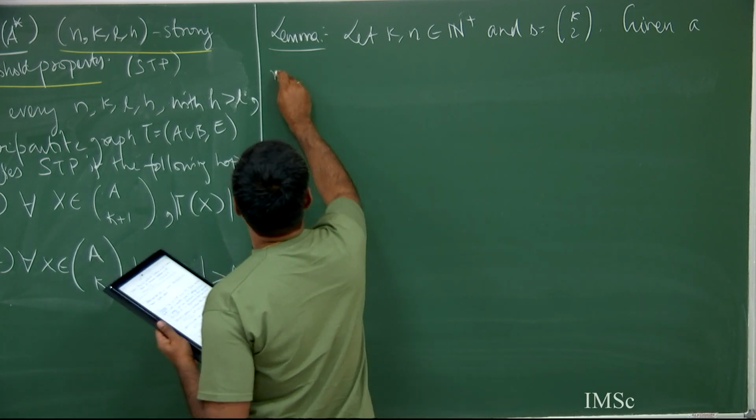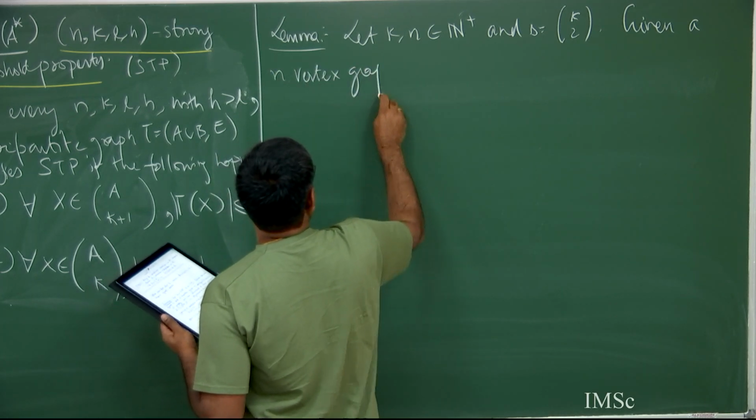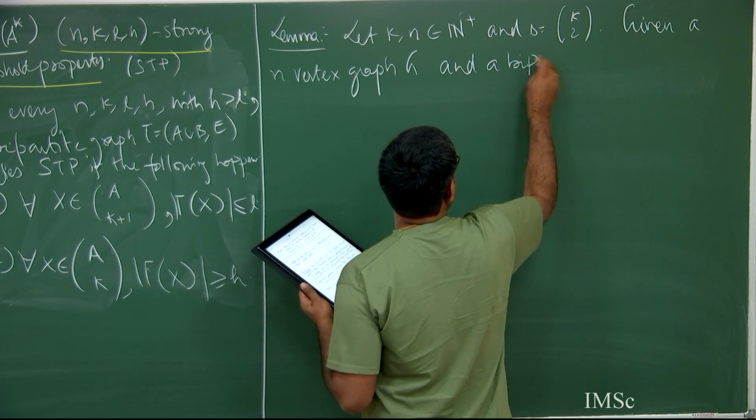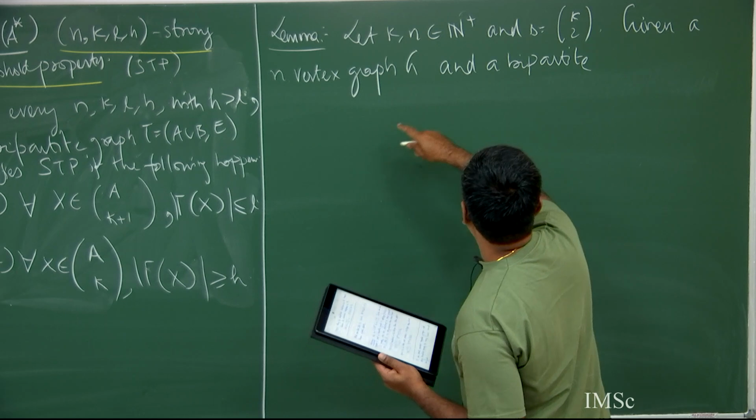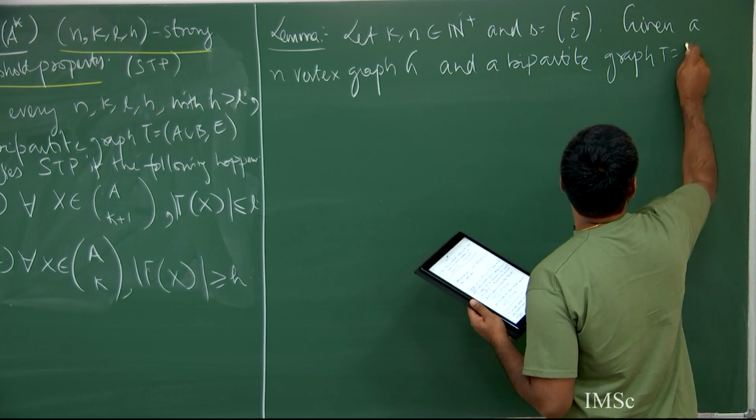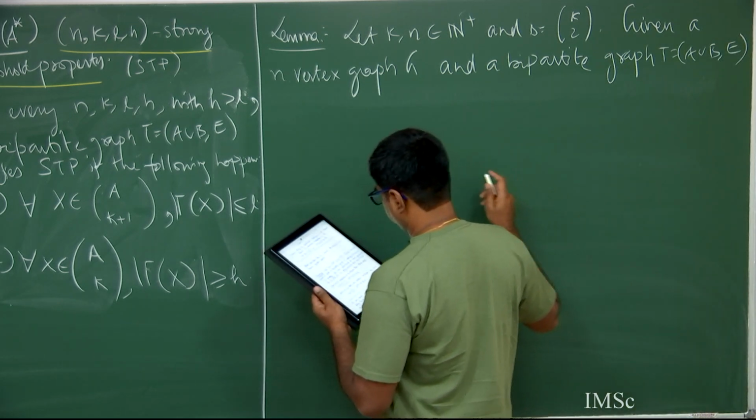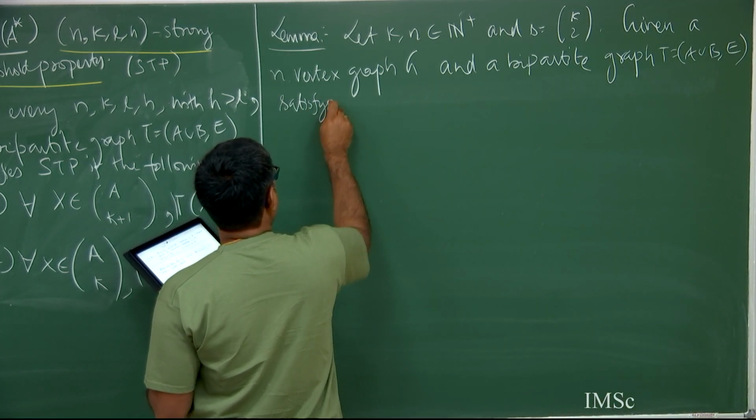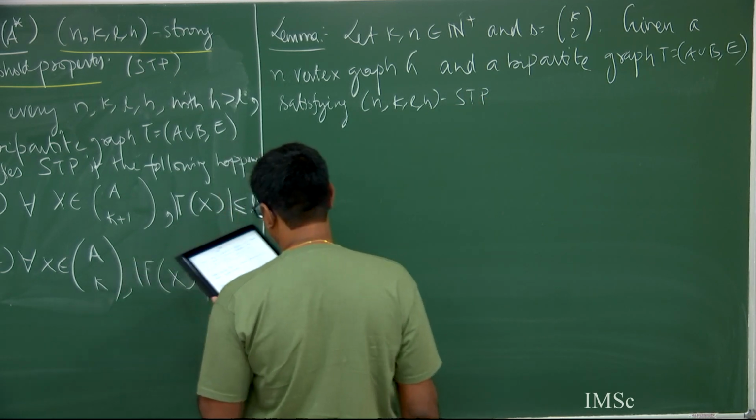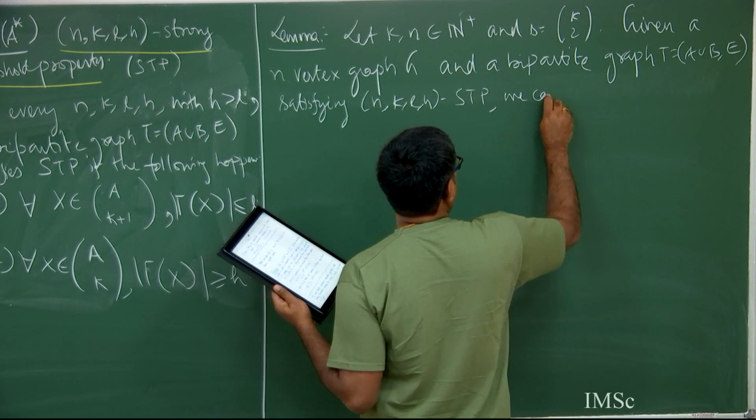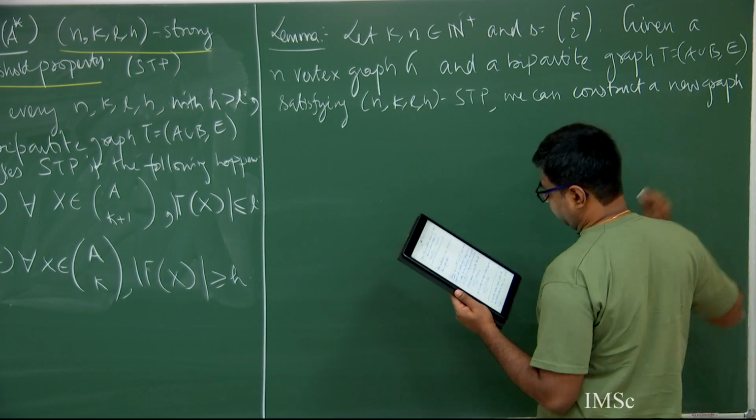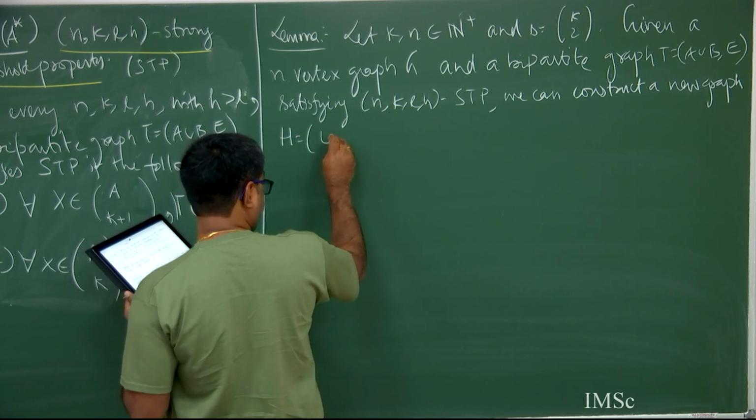Given an n vertex graph G and a bipartite graph T satisfying N, K, L, H strong threshold property STP, we can construct a new graph, a bipartite graph.